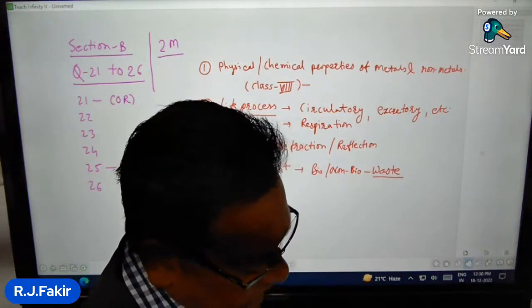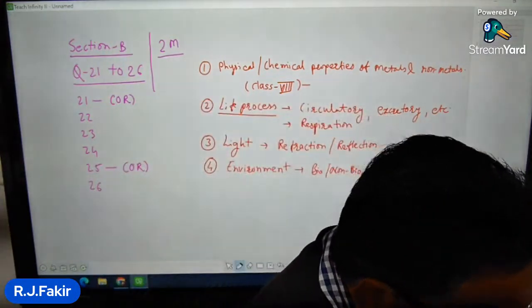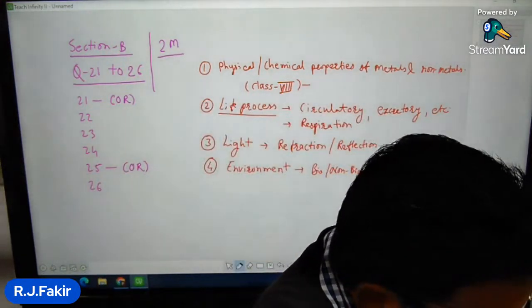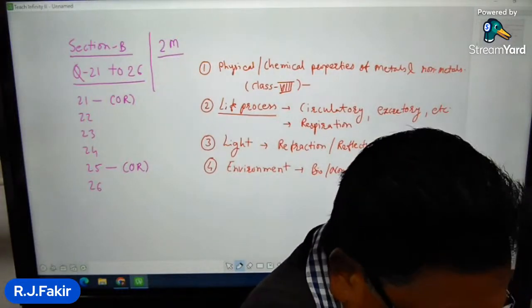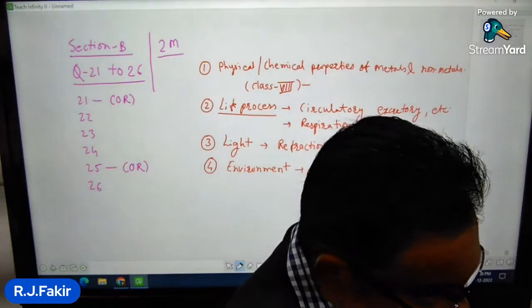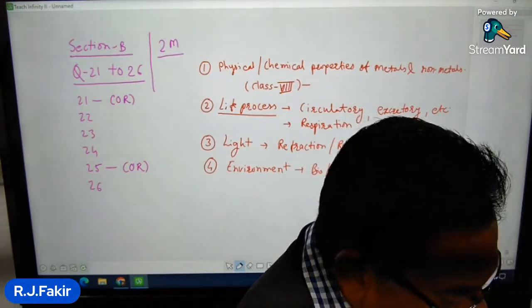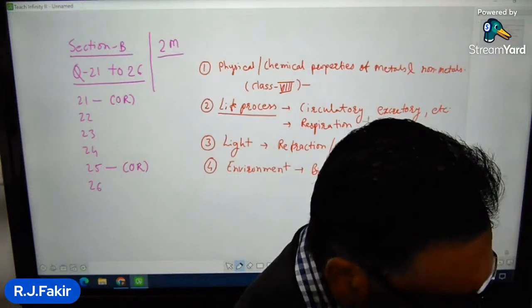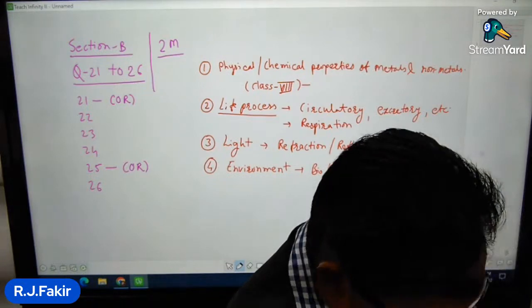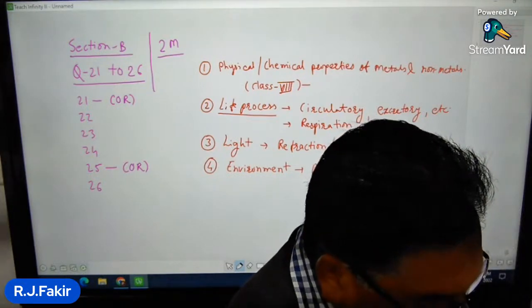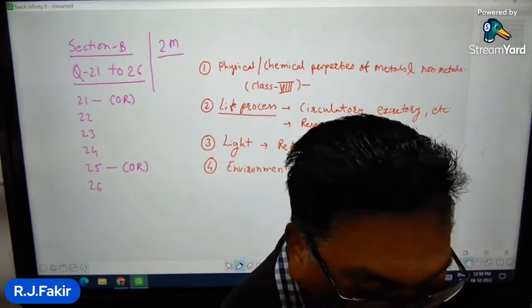Now the most important section, this 2 mark section, I'll give another example also. Two metals which are alloyed with iron to make stainless steel, or two metals which are used to make jewelry. This kind of questions. So the two metals which are alloyed with iron to make stainless steel are nickel and chromium.